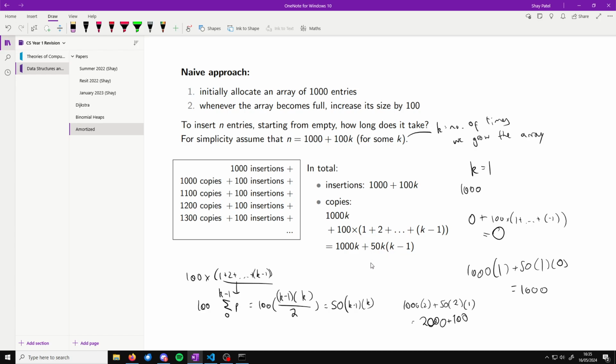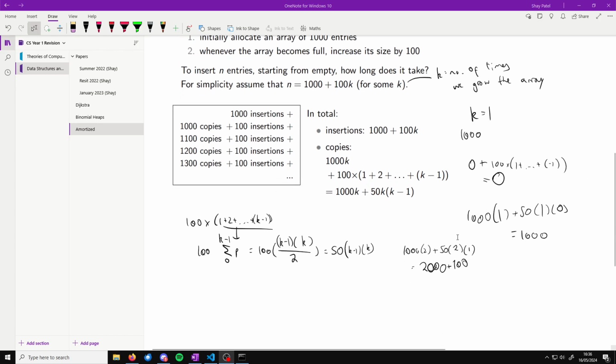If k is 1, then we're going to have to expand the array once, so we're going to have to copy these 1,000 values up. That's why we have this, accounting for the scenario where k is equal to 1. If k is equal to 2, subbing k as 2 into here, we'd get 2,000 plus 50 times 2 times 1, which gets us 2,100. In total, we've done 1,000 plus 1,100 copies, so that's 2,100 copies. And so we can calculate the total number of insertions, and the total number of copies.